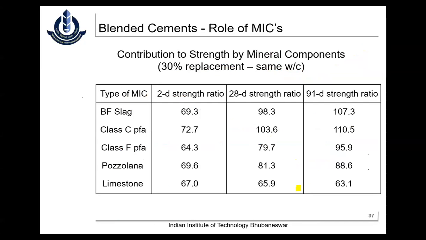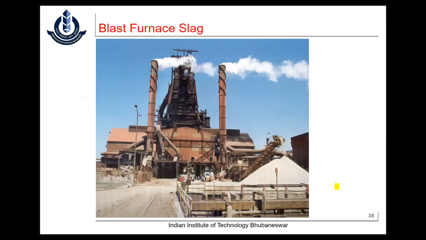And these are some of the requirements. With 30% replacement at the same water cement ratio, you see the role of the mineral components: the slag, the class C fly ash, and the class F. They were able to achieve a strength of around 100 megapascals. This is what we need to look at. The blast furnace slag I will not talk much about.